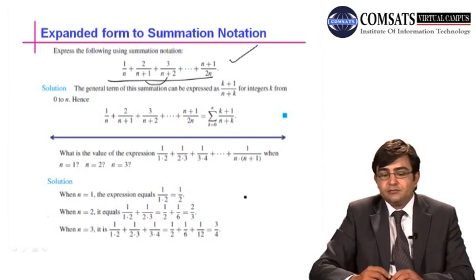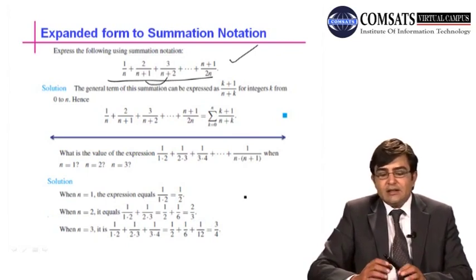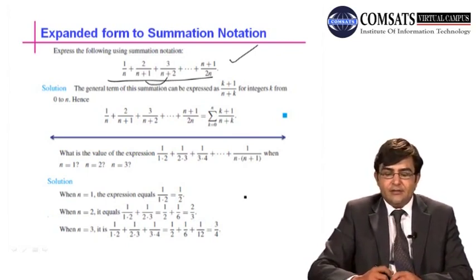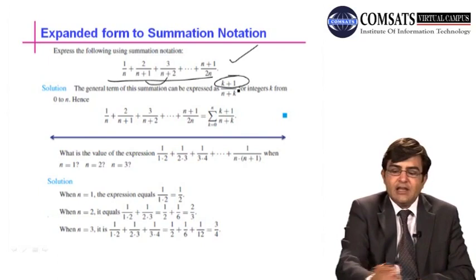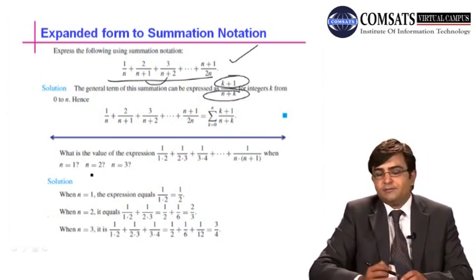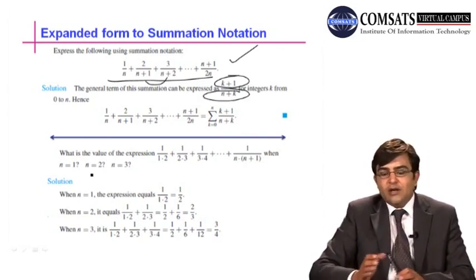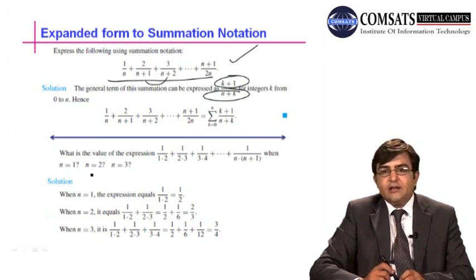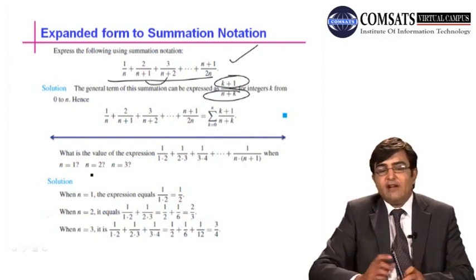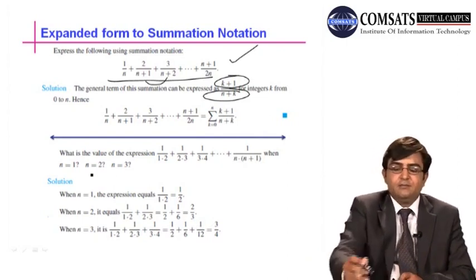Now we have to write the general term of the summation. If we write in the numerator k plus 1 and in the denominator n plus k, because we add 1 to obtain each successive term. And now we have to decide what should be the variation of this index k which we have added here in the general term.